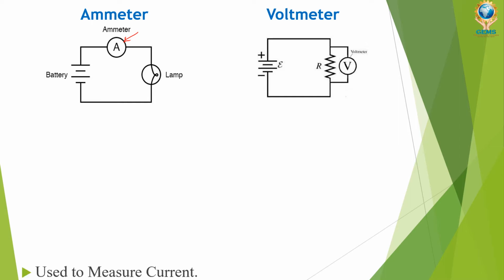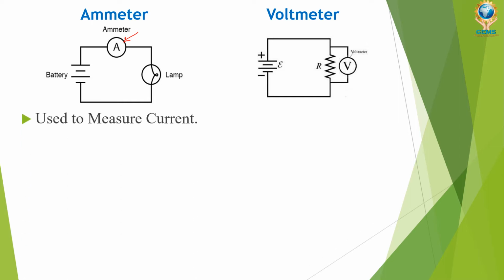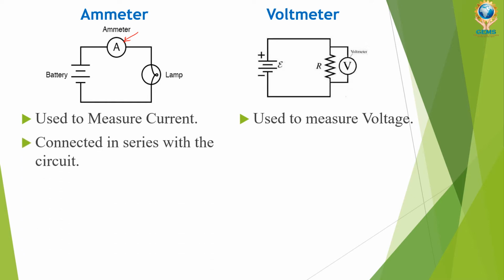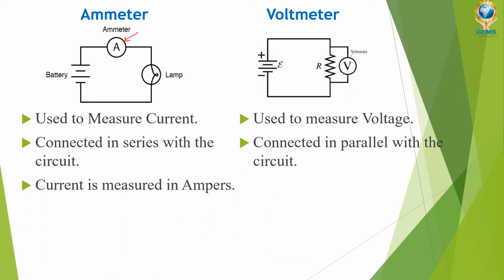We will see differences. Ammeter is used to measure current and voltmeter is used to measure voltage. Ammeter is connected in series with the circuit. Voltmeter is connected in parallel with the circuit. And here units for current is amperes, unit for voltage is volts. Voltage is measured in volts. These are the units.